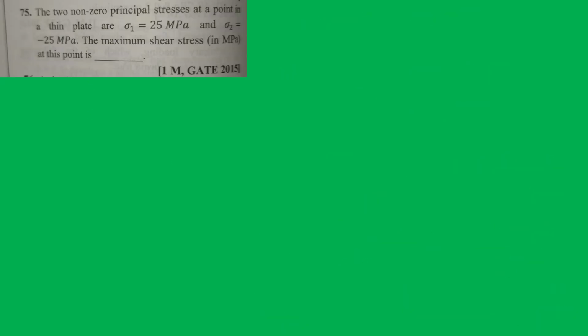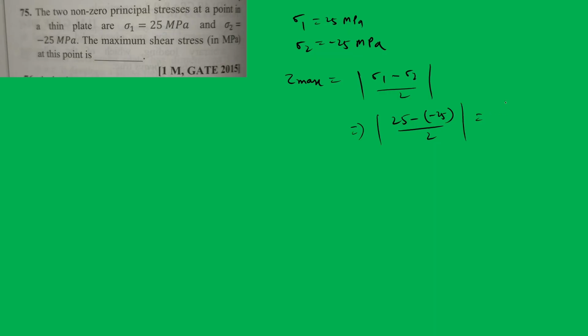The two non-zero principal stresses at a point in a thin plate are given: sigma 1 is 25 megapascal and sigma 2 is minus 25 megapascal. They are asking for the maximum shear stress, tau max. You already know it is mod of sigma 1 minus sigma 2 by 2. So what would that be? Mod of 25 minus minus 25 by 2, that would be mod of 50 by 2, and this is equal to 25.